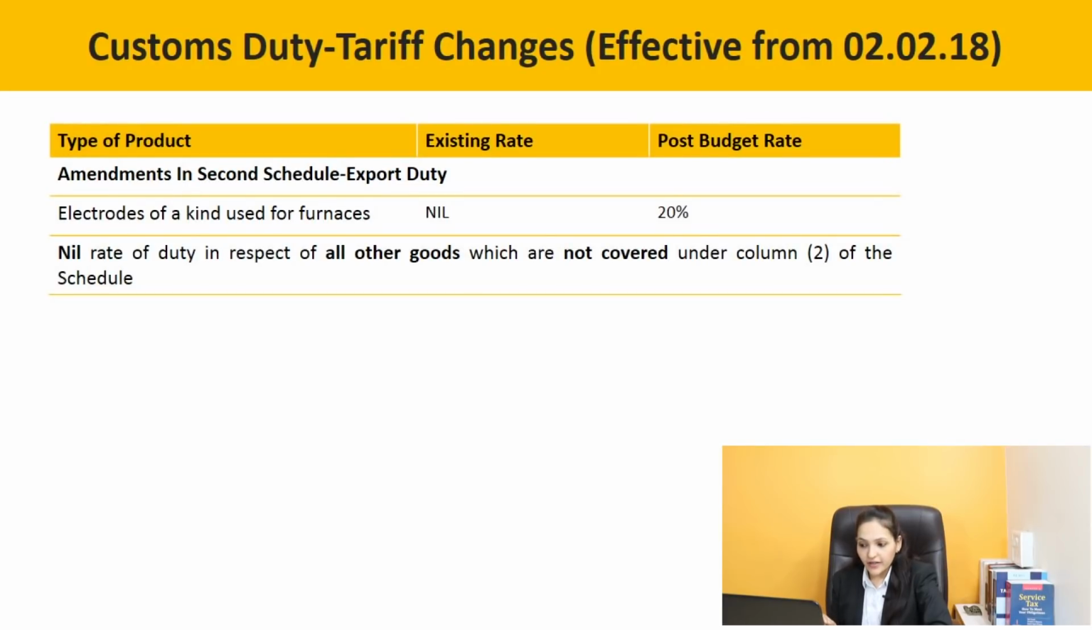Electrodes of a kind used for furnaces will be subject to an export duty of 20%. However, the effective rate of duty is nil. Nil rate of duty in respect of all other goods which are not covered under column 2 of the second schedule is being prescribed. Now, coming over to the changes prescribed in the central excise duty.